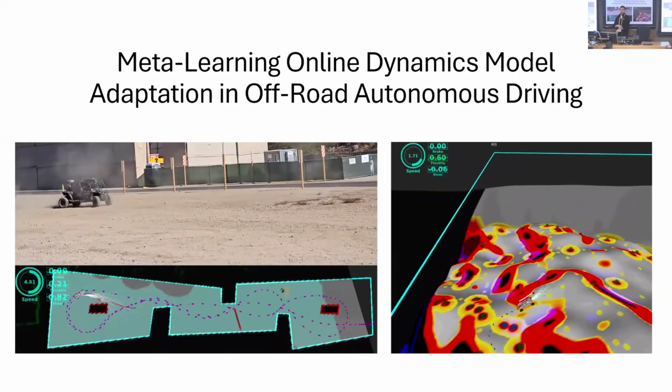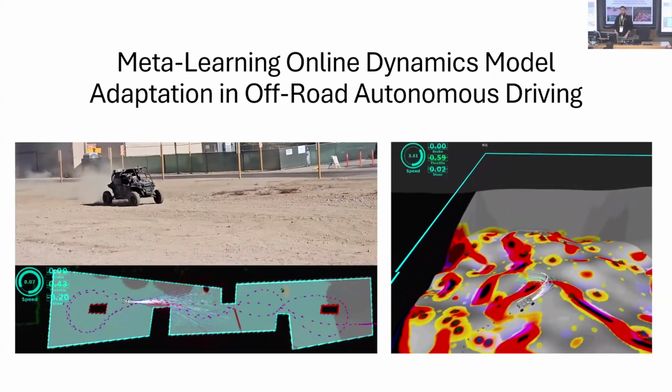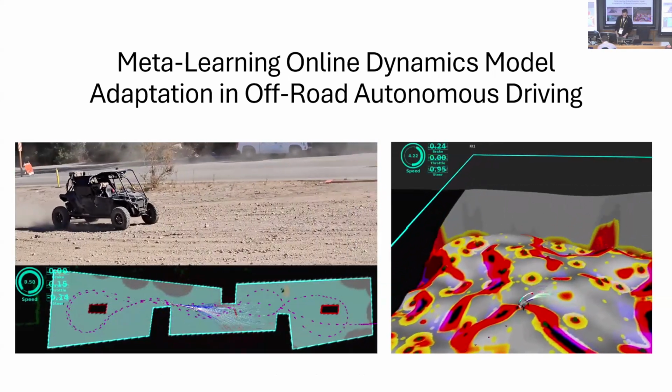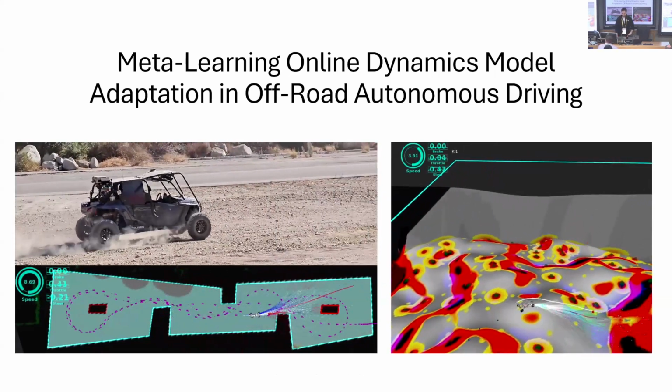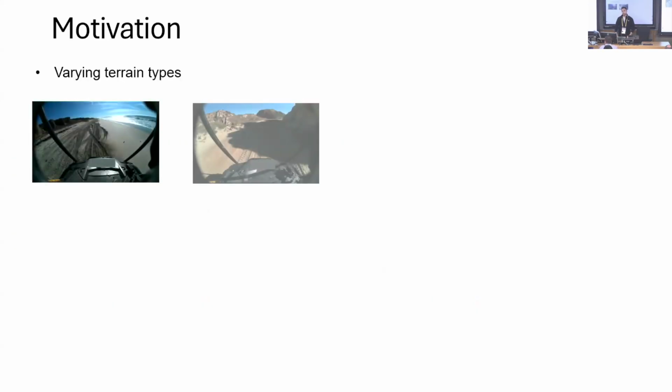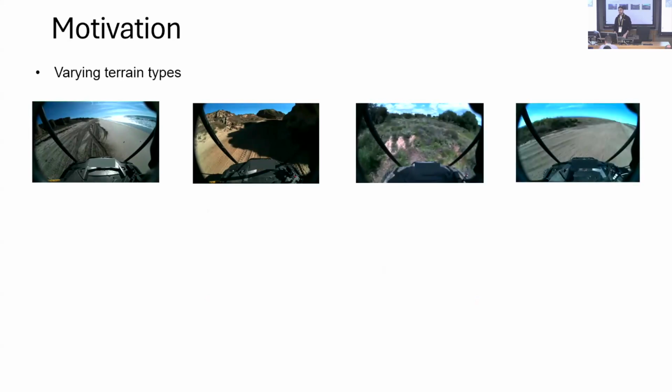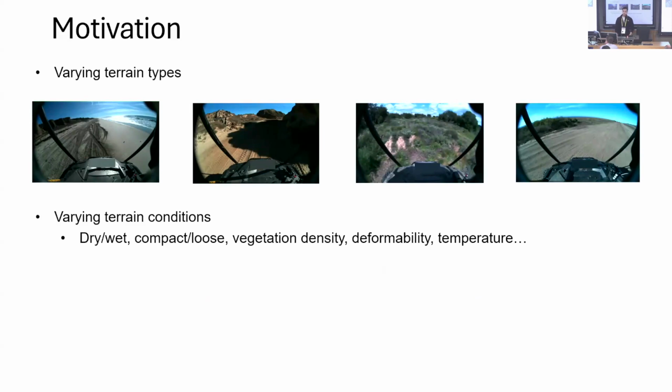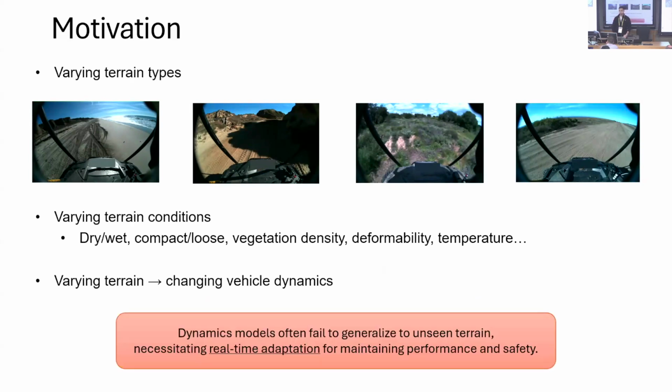So I'm going to tell you about our work, Meta Learning Online Dynamics Model Adaptation in Off-Road Autonomous Driving. When you have varying terrain types in off-road driving, like driving on the beach, through vegetation, through sand, and varying terrain conditions like wetness, deformability, these can drastically alter your vehicle dynamics. If you're doing model-based control with your dynamics model and you have this varying terrain, you want to be able to adapt to it online. And the question is, what's the best way to perform this adaptation?